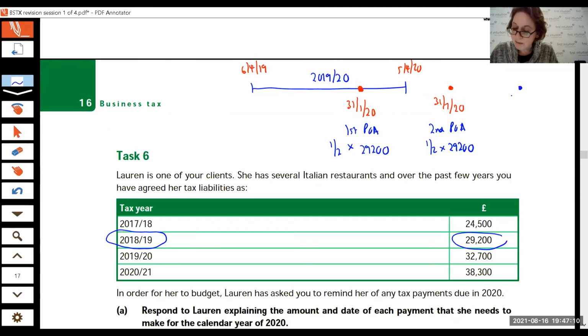It would be 6 months later. It would be the January of the following year. So I would pay the balance then. So that's the balance of the 2019-20 year.